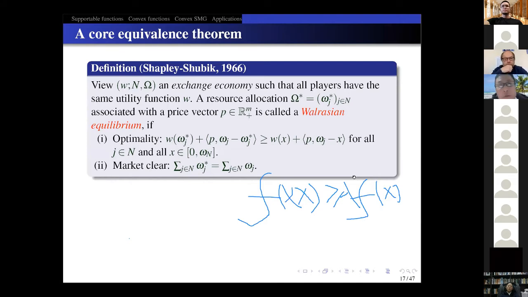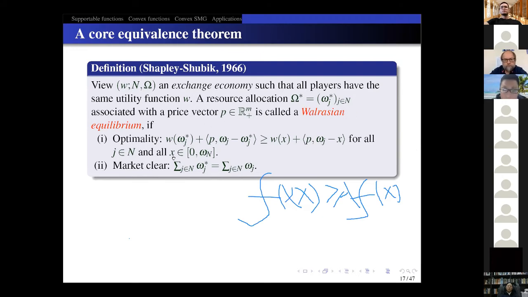You may ask, why do I call this solution concept the variation core? Because variation is a big name, and we know variation equilibrium. I have good reasons, because this corresponds to a variation equilibrium price set in a properly defined exchange economy. Here we view this competitive market game as an exchange economy, such that all players have utility functions W, and an allocation omega star associated with the price vector P is called a variation equilibrium.